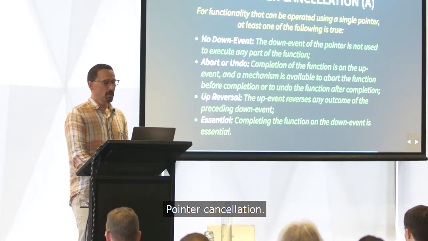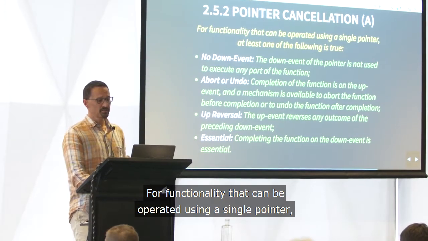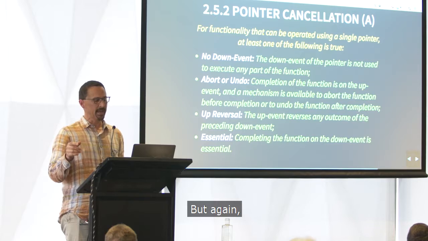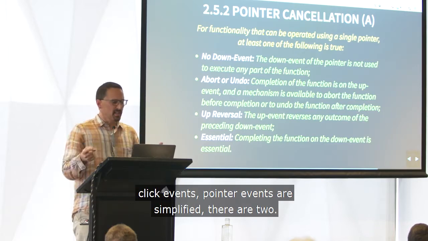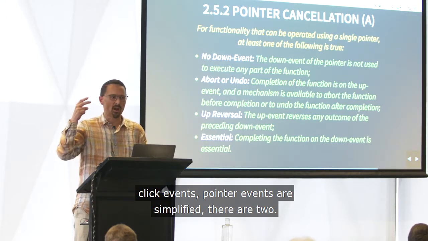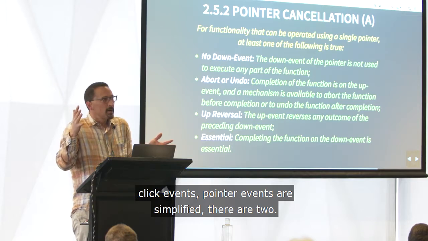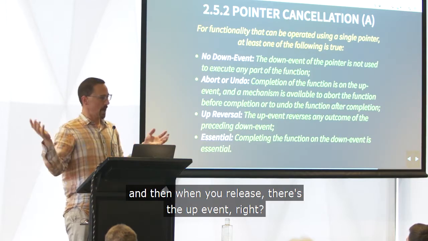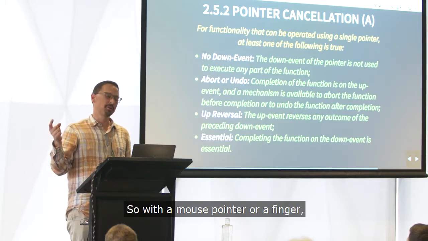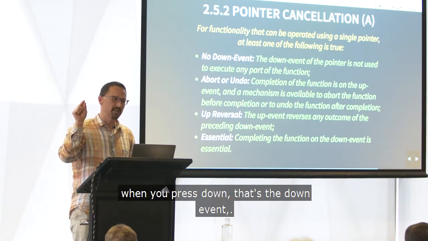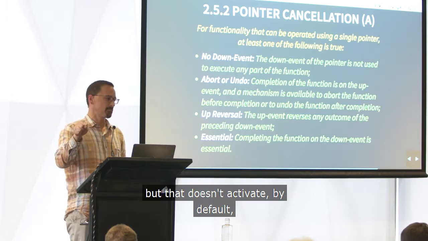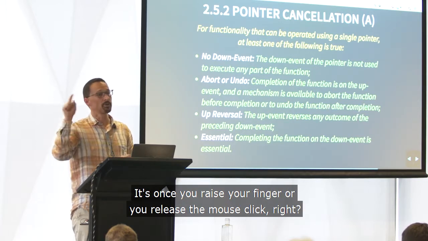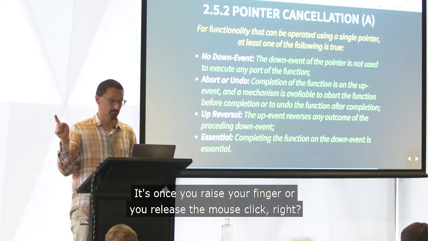Pointer cancellation. For functionality that can be operated using a single pointer, at least one of the following is true. We don't need to go into those details, but again, click events, pointer events are simplified. There are 2. When you press down, there's the down event, and then when you release, there's the up event, right? So with a mouse pointer or a finger, when you press down, that's the down event, but that doesn't activate by default the thing you're trying to do. It's once you raise your finger or you release the mouse click, right?